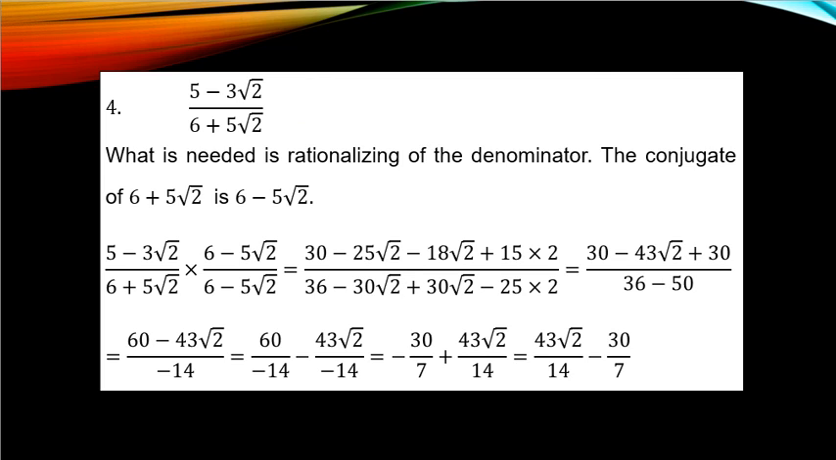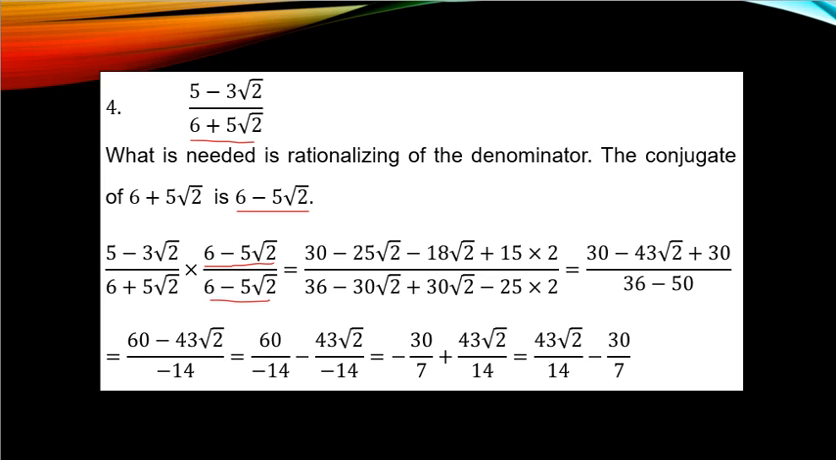Number 4, we are doing the same thing. This is a complex surd. To rationalize, you take the conjugate of the denominator, 6 plus 5 root 2, and the conjugate is 6 minus 5 root 2. So you take the conjugate to multiply numerator and denominator.